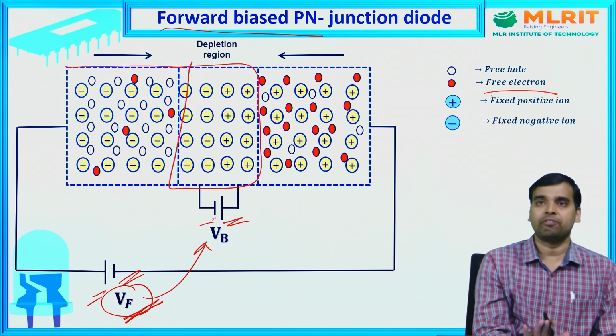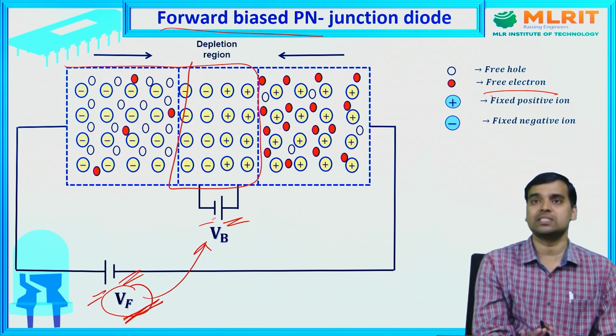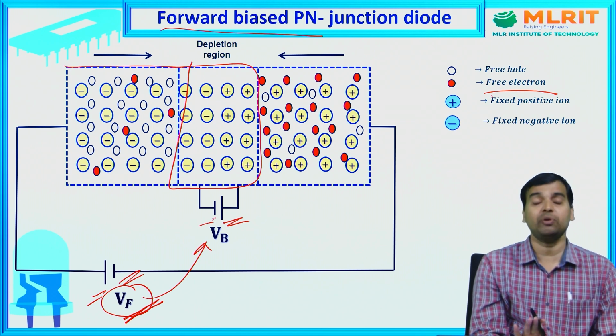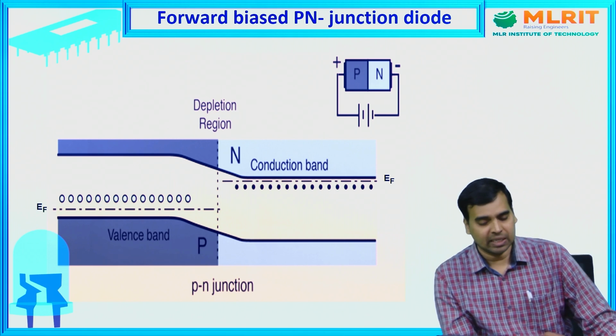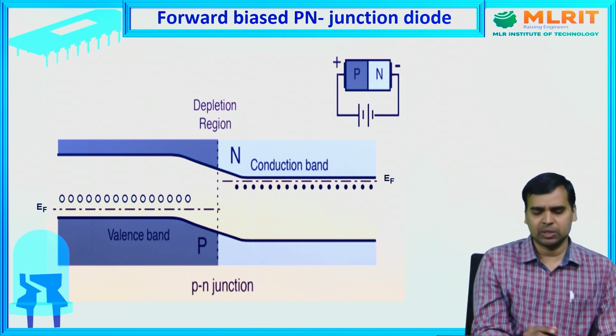That's why a forward biased PN junction diode offers low resistance. That is, there exists high current flow across a PN junction diode when it is connected in forward bias. I hope it's clear.